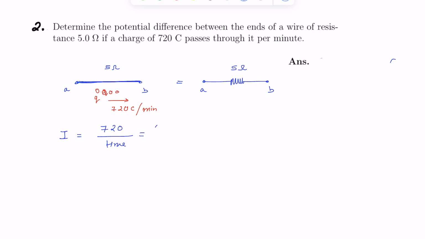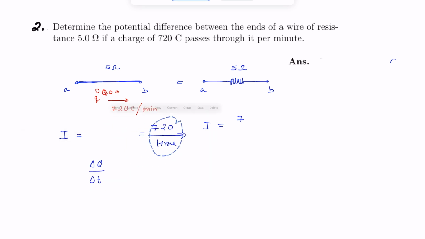So I'm just going to write it like this. So I is equal to 720. You probably will get confused with this, but this is what I'm trying to do here. I is del Q over del T. Charge is 720 and time is 1 minute. So that means 720 divided by 1 minute.